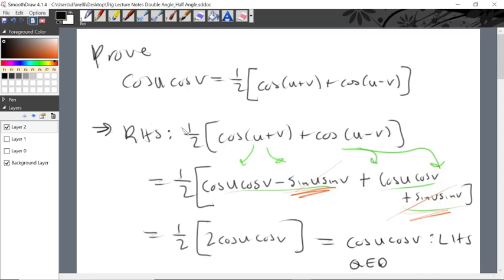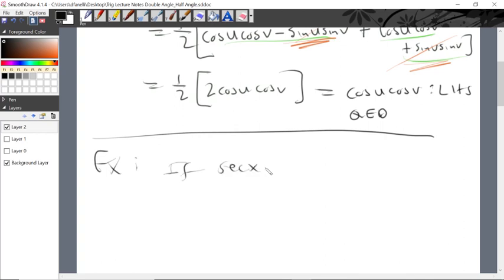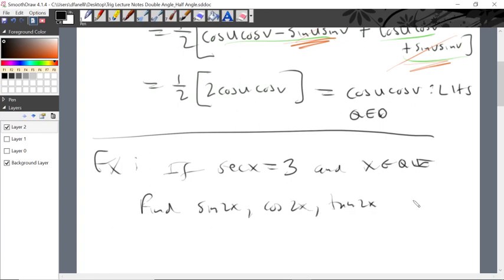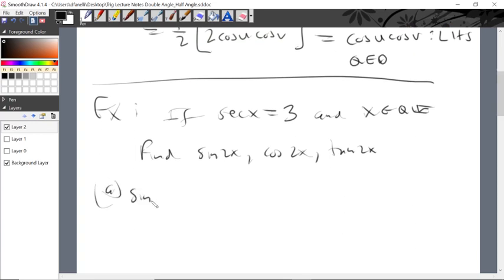All right, so I'd like to take a look at maybe one example, a double angle and one half angle. How about if secant of x is equal to 3 and x is in quadrant 4, find the sine of 2x, cosine of 2x, tangent of 2x. Exact values only. Well, the formula for the sine of 2x is 2 sine x cosine x.